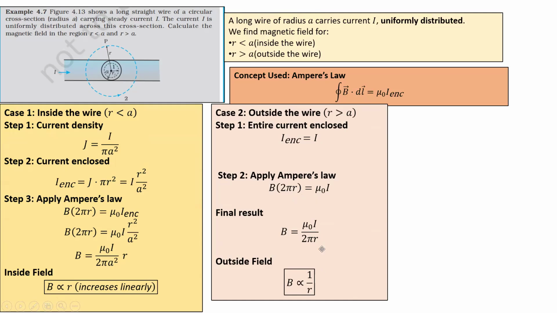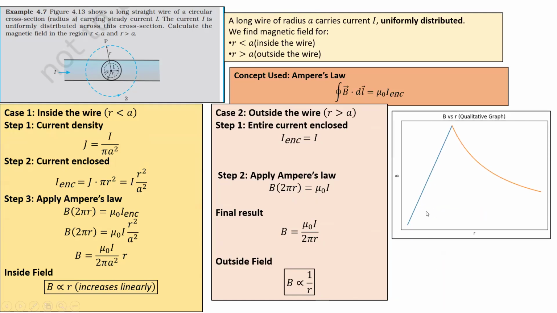B is inversely proportional to r. First case, B directly proportional. Outside, B inversely proportional. Now we'll plot the graph. That is magnetic field versus radius. In first case, inside, it is directly proportional. B and r directly proportional. Second case, that is outside, B proportional to 1 by r, that is inversely proportional.